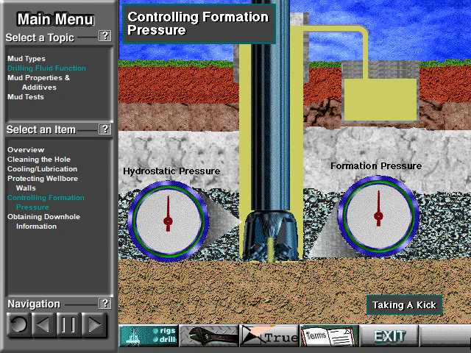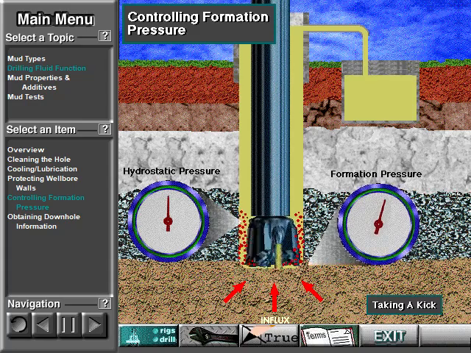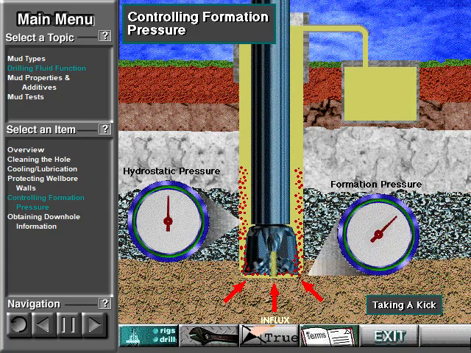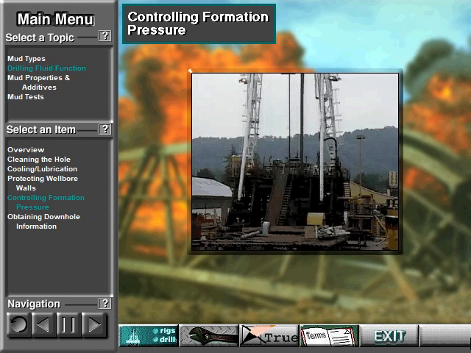A kick is the entry of formation fluids into the well bore. The kick forces drilling mud out of the hole. If crew members fail to control a kick, a blowout can occur. A blowout is the uncontrolled flow of drilling mud and formation fluids out of the hole.